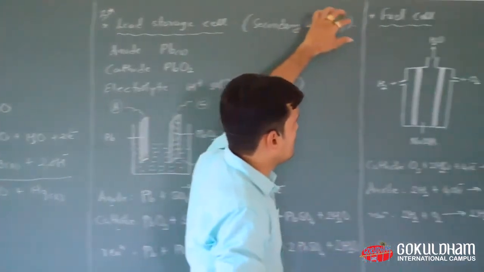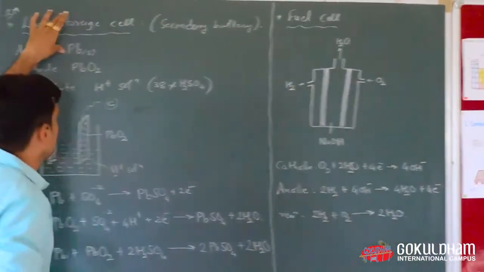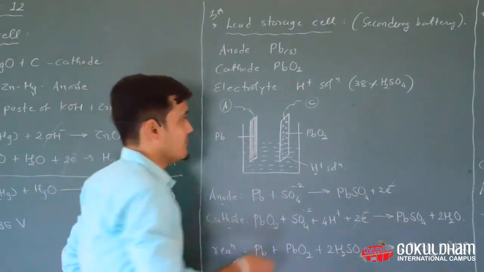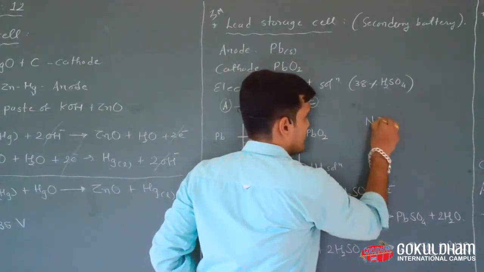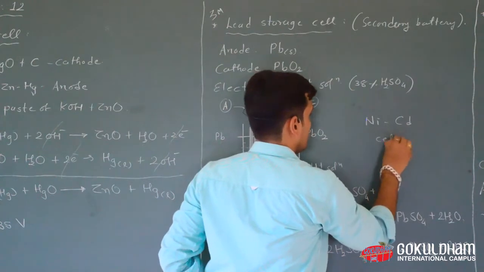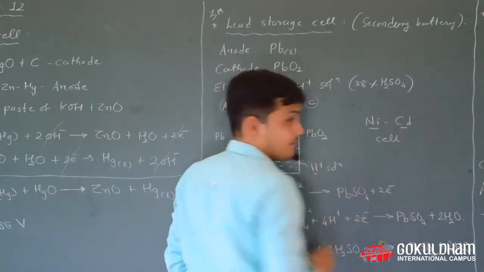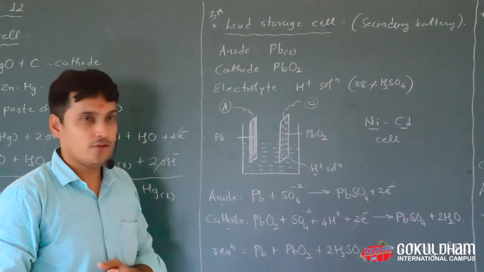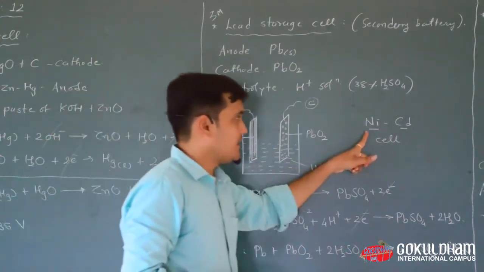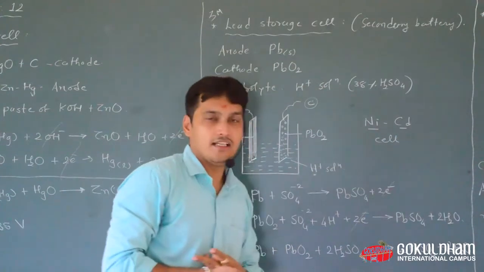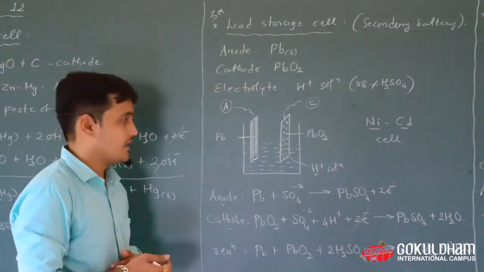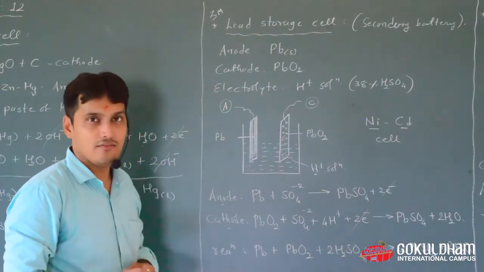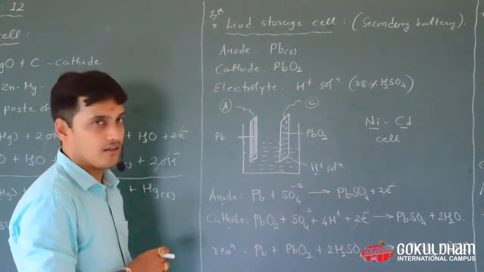Now, after this lead storage cell, you see another cell, the nickel cadmium cell. Nickel and cadmium, both metals, are very costly or very expensive in manufacturing. So this nickel cadmium cell is very little used in the normal scenario, but the lead storage cell is widely used in all vehicles.